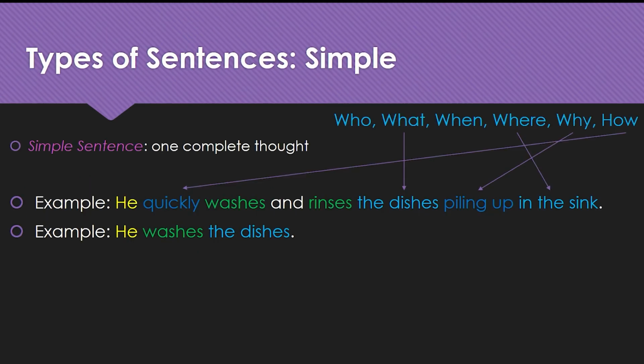Now we're going to go over types of sentences. And so a simple sentence is one complete thought. It just pretty much has one subject, or at least one subject, at least one verb, and at least one supporting thought. And so both of these are simple sentences.